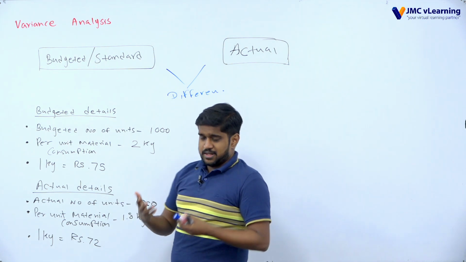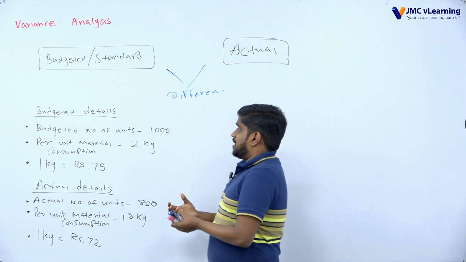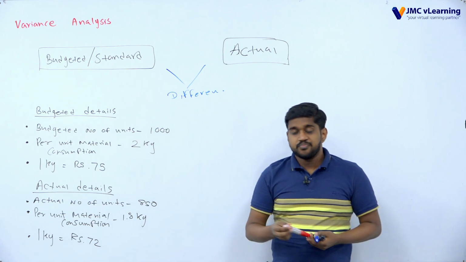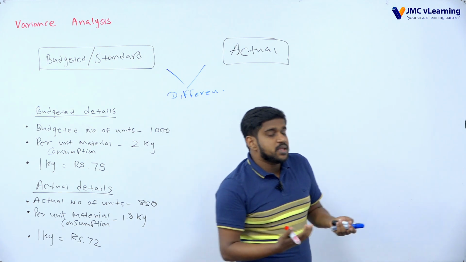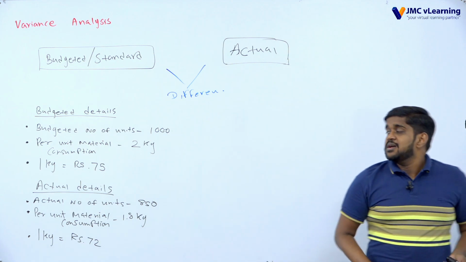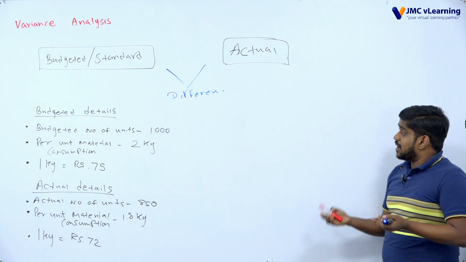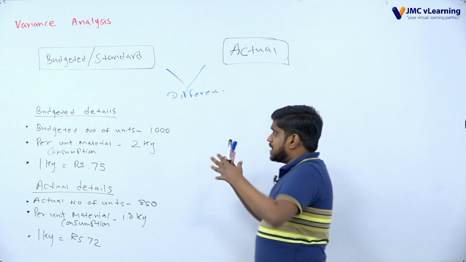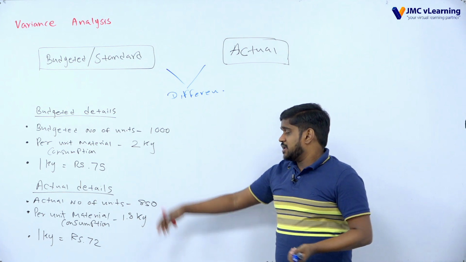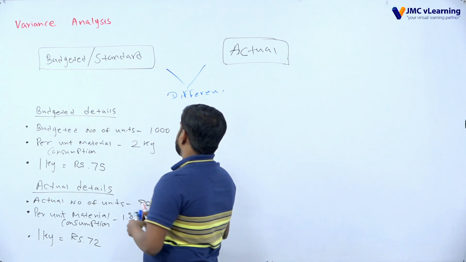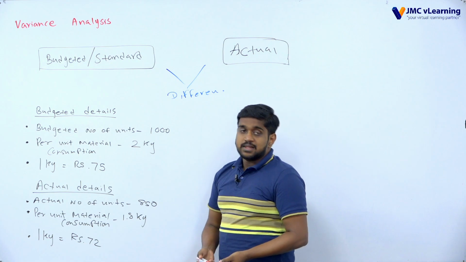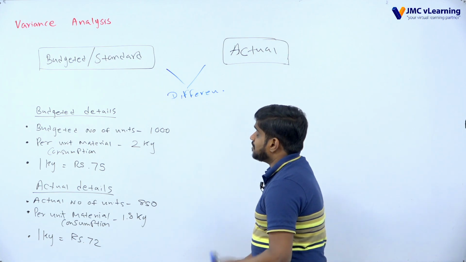Then I will give a simple example for an overall idea about this variance analysis, what the final output is, and why we perform this variance analysis. Using this simple example I will give a brief idea about variance analysis. Okay, let's assume our budgeted number of units is 1000, per unit material consumption is 2 kg, and the cost of 1 kg is 75 rupees.